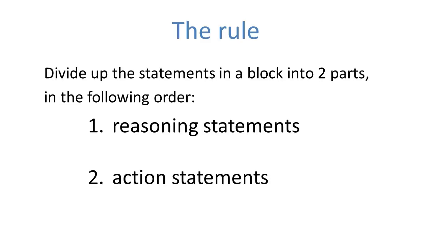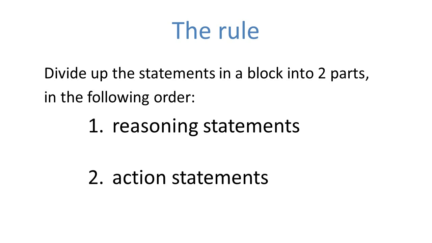The rule then is one that can be applied at all times to most types of function. It is to divide up the statements in a block into two parts in the following order: 1. Reasoning statements, and 2. Action statements. The reasoning statements do not write any outputs of the block. It is the const part of the block. Data gathering and working out, all within block scope. The action statements just write the outputs of the block.